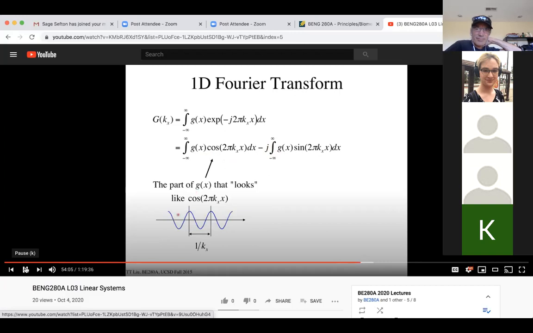And so it's this part of the Fourier transform, the part of this oscillating signal that looks like a cosine, and this whole part of the integral is the part of this signal that looks like a sine. So it's just shifted by the phase shift.